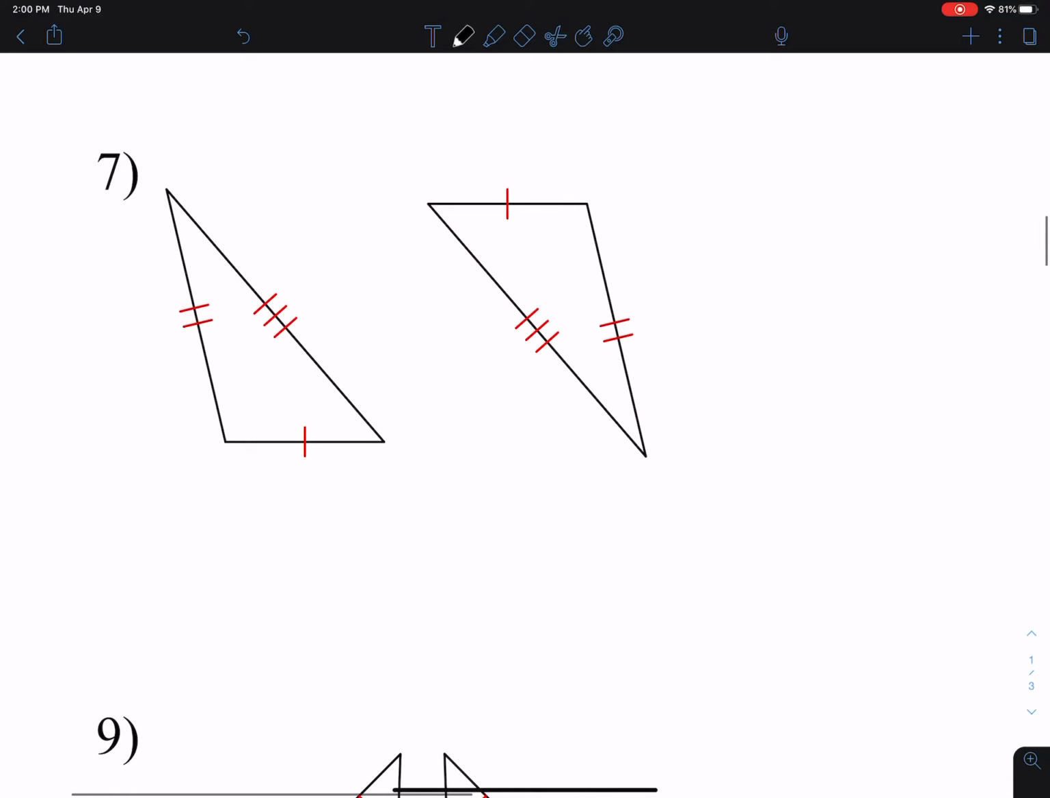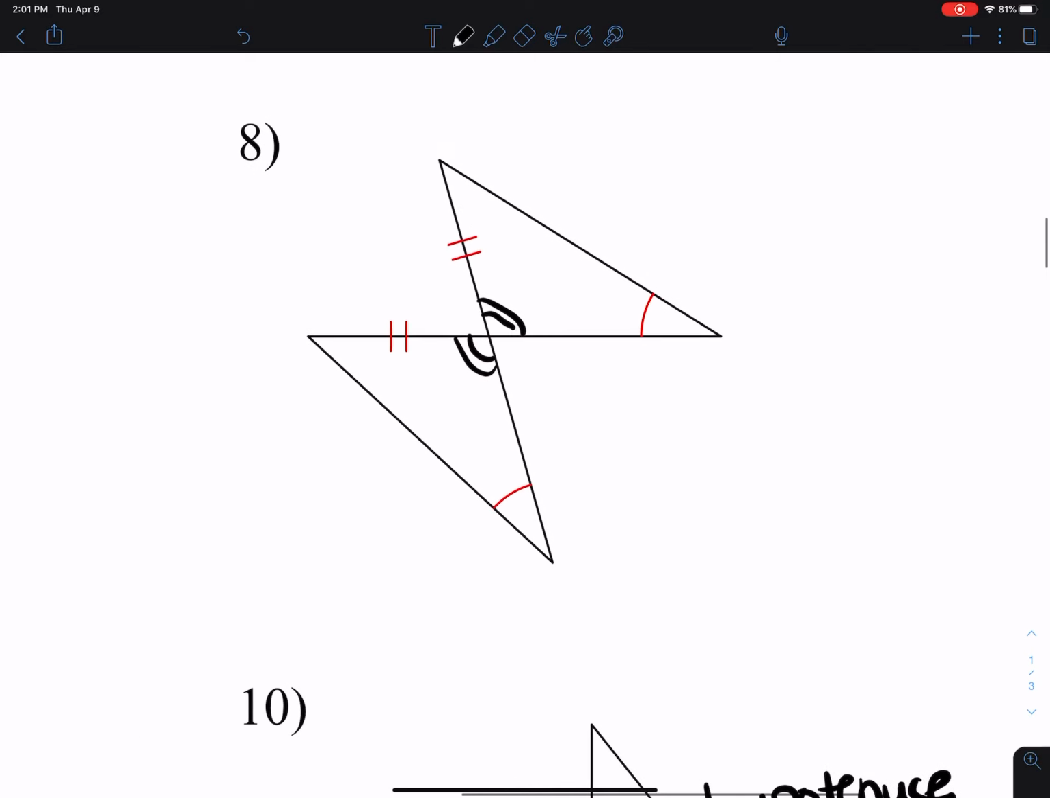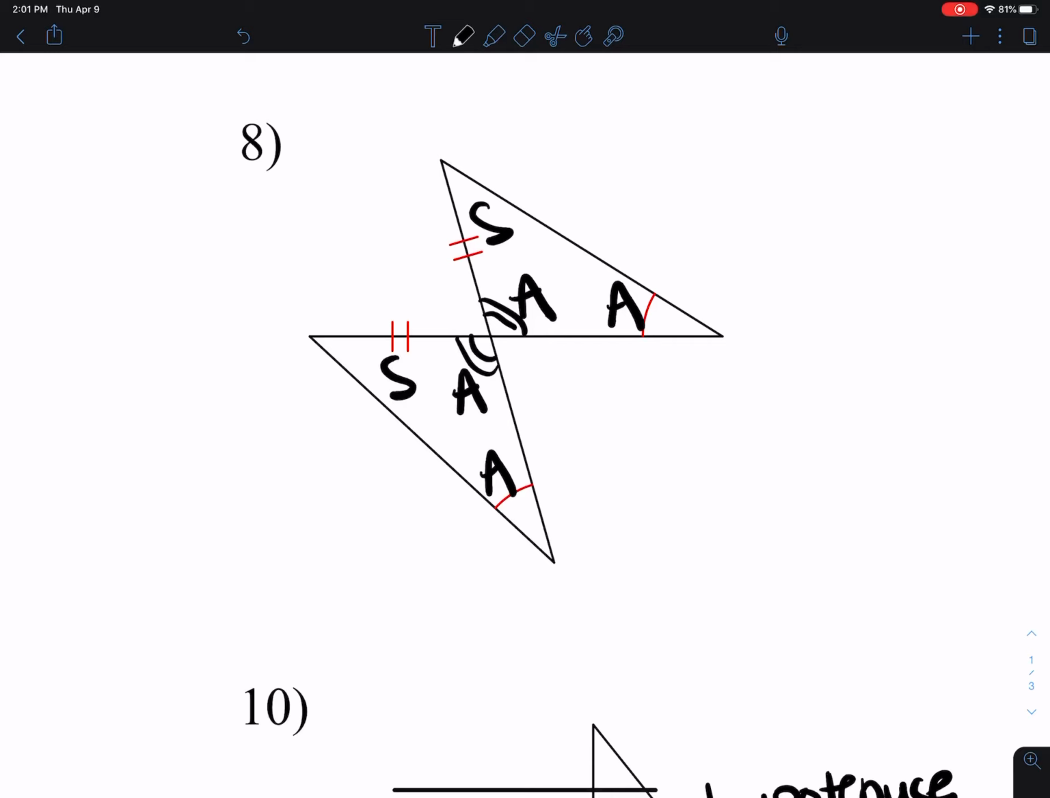On this one, we have side, side, side. Here we have side, side, side. So we're gonna put yes, these are congruent because of side, side, side. This one, we have an angle, and then a side. Then we have an angle, and then a side. So that is one of our congruency theorems. It would be yes because of angle, angle, side.